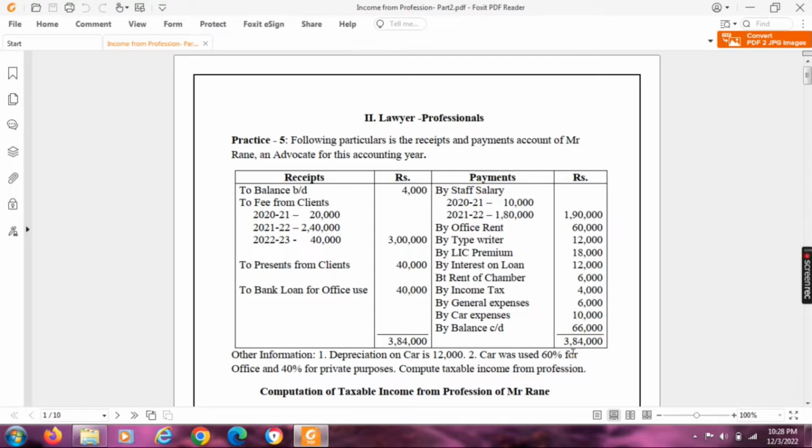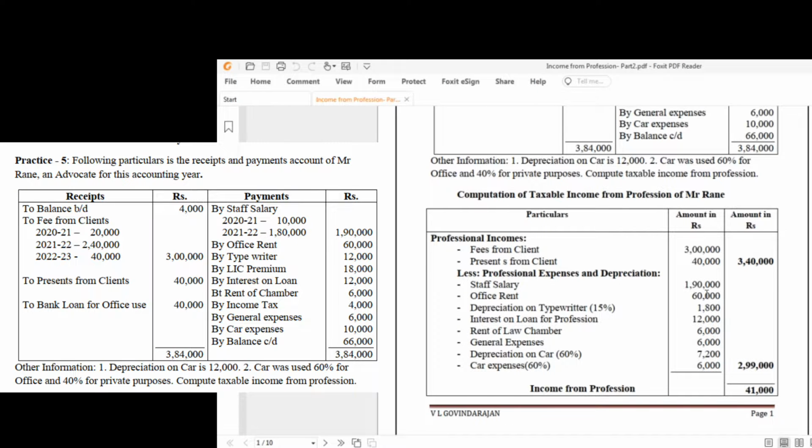Car expenses are based on the proportionate use for the profession. See what adjustments are given in the problem, and close with the closing cash balance. Other information: depreciation on car is 12,000. The car was used 60% for office and 40% for personal use. So let me see the answer. Only the professional income: fees from the client 3 lakh and presents from client 40,000, totally 3 lakh 40,000.